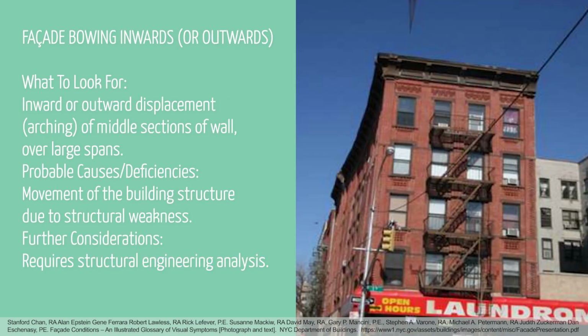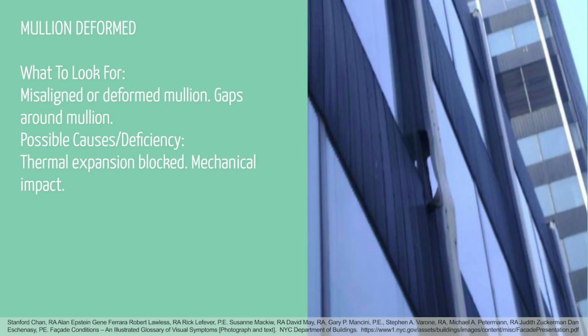As evidenced by this photo, this building is experiencing inward bowing. This means that the building structure is weak and moving as a result. Structural engineering analysis is necessary for this one. Metal and glass curtain walls can have issues. Here you see a deformed mullion, which is the piece between the windows.